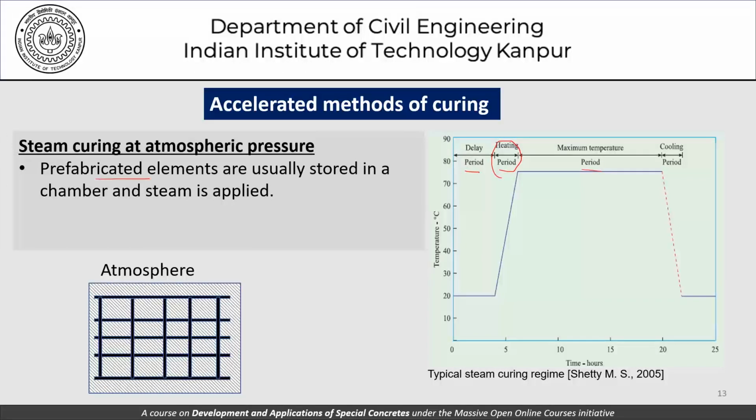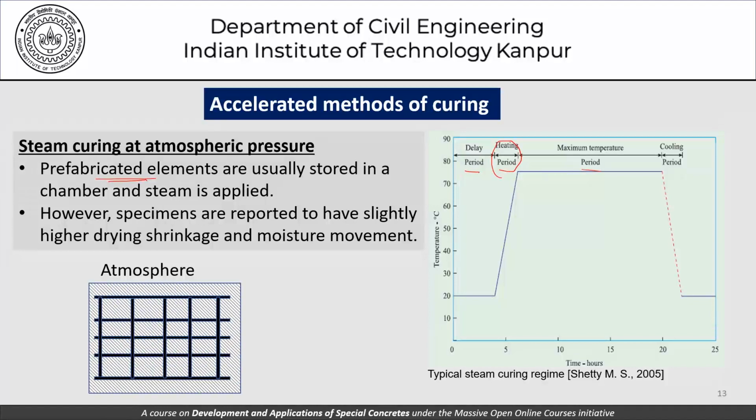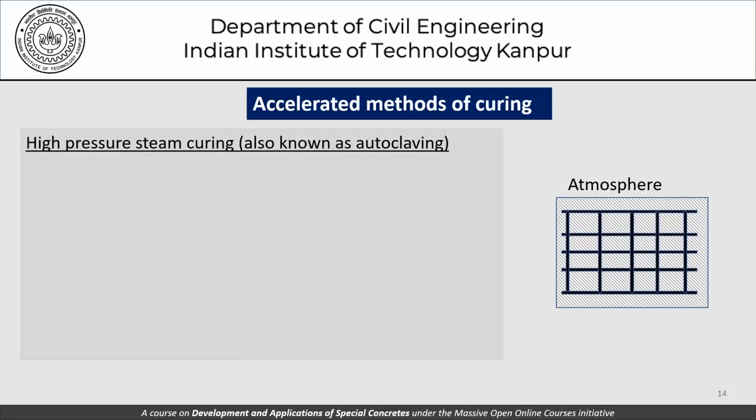Now, prefabricated elements, this precast prefabricated construction, this very often uses steam curing because that's the way to release formwork. That's a speedier way of construction. However, the specimens are reported to have slightly higher drying shrinkage and moisture movement. Obviously, once you have tried to accelerate the curing process or the hydration process, these are some things which you have to live with. Continuing from there, there is autoclaving which is available to you.